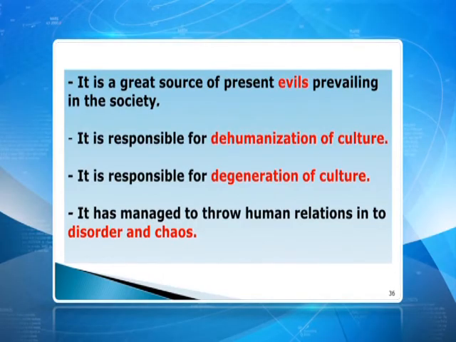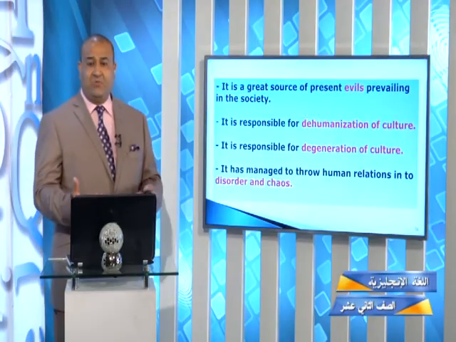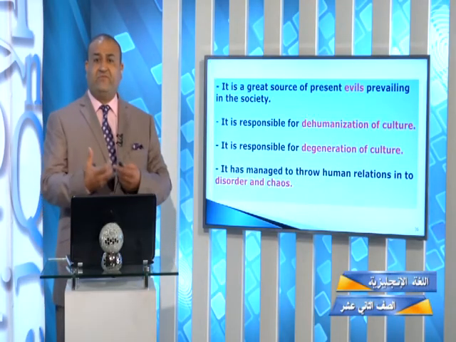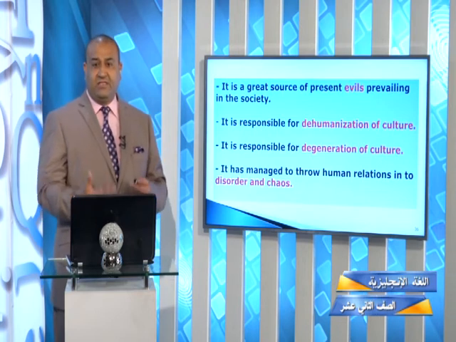The first sentence, so I put the word evils here: it is a great source of present evils prevailing in the society. Number 2, it is responsible for dehumanization. Number 3, it is responsible for degeneration of culture. Number 4, it has managed to throw human relationships or relations into disorder and chaos. Notice here the repetition of "it is," which is not allowed in summarizing or giving a correct paragraph. You have to find other subjects relating to technology.